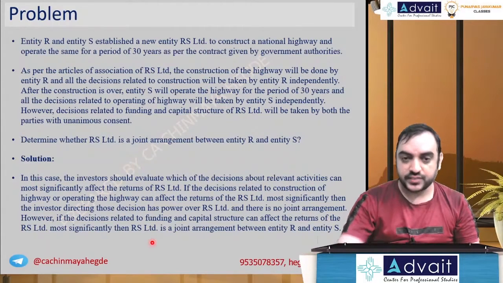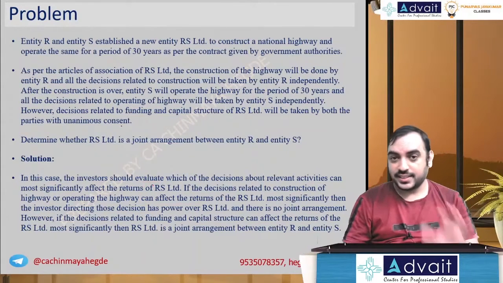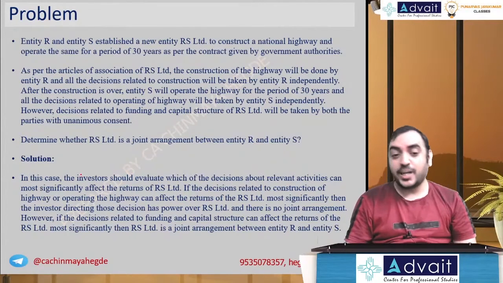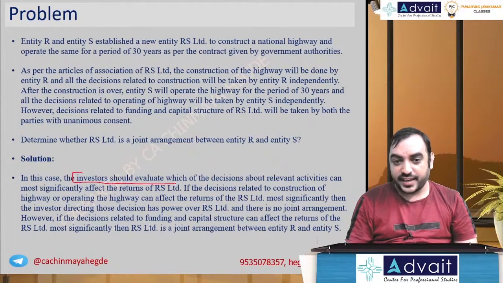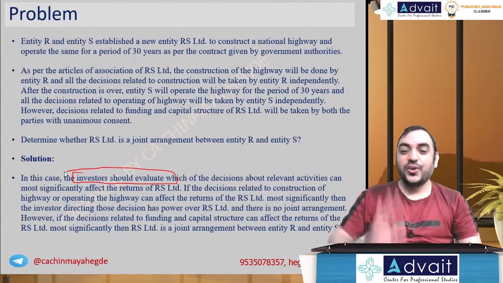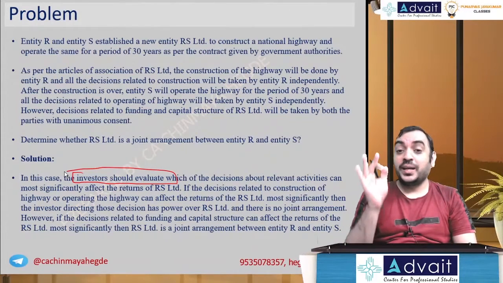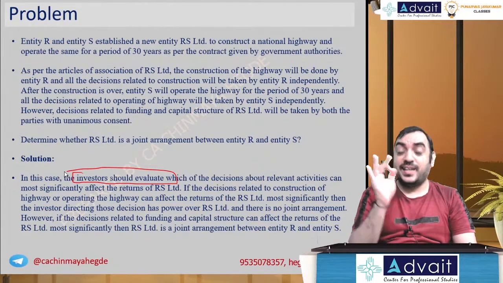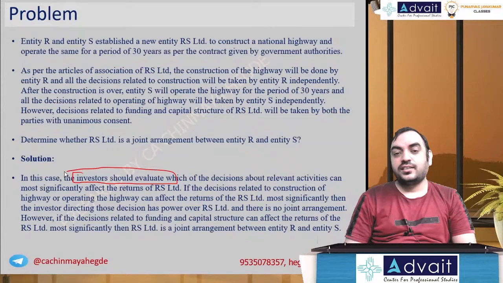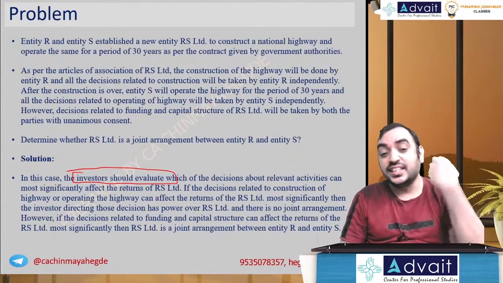So let's see what the solution given by ICAI is. Investors should evaluate. Okay, you understood? We don't know what is relevant. In that case, how do you answer in an exam? Investors should evaluate which is more relevant. In the exam also, you do it like this, a simple thumb rule. If you are not able to make a clear-cut decision on which is the relevant activity, then you say that the investor should decide which is relevant.